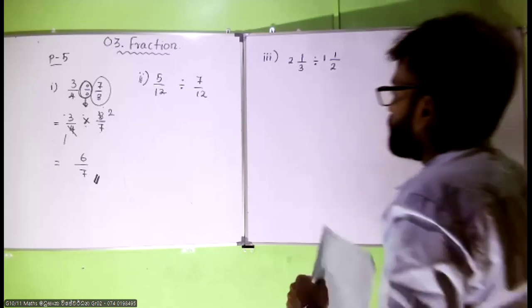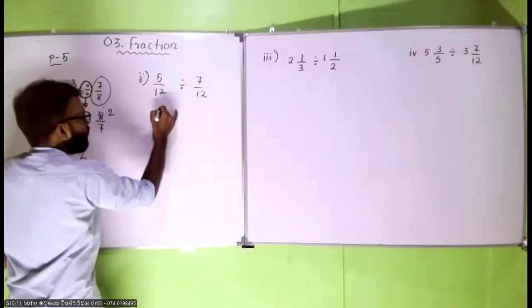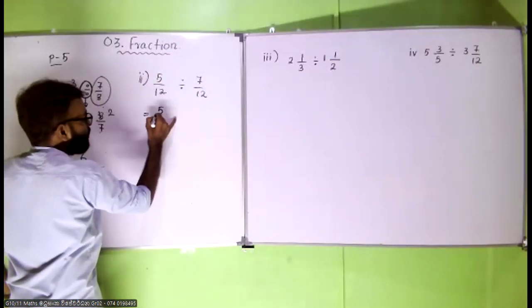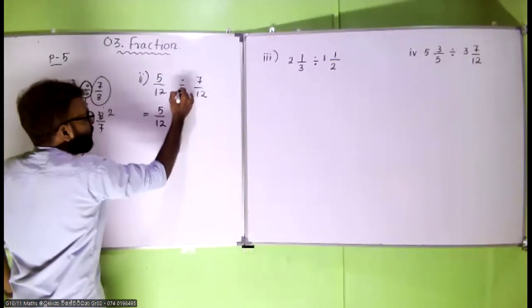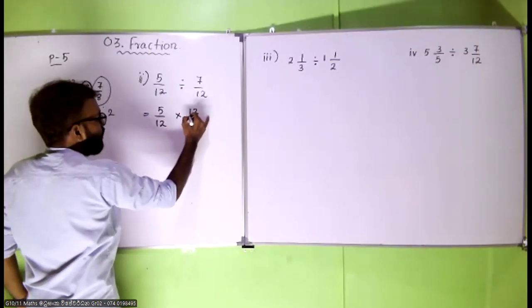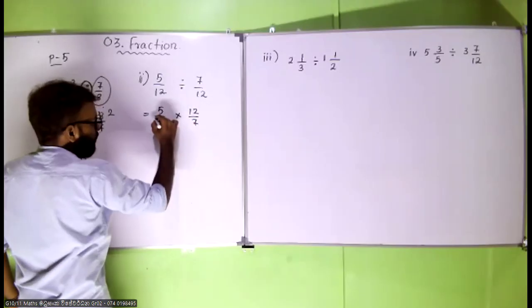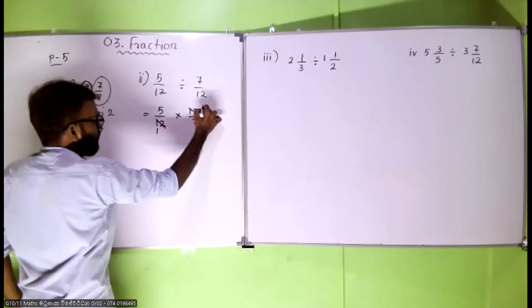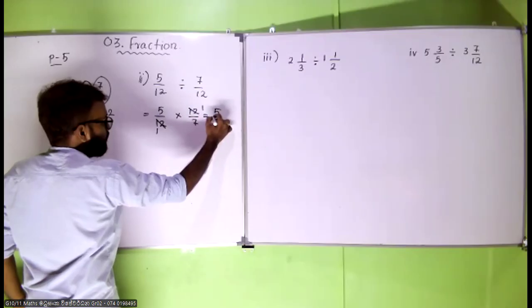Right. Look at the board. Here you have 5 upon 12, equal mark, 5 upon 12, divide mark. Division mark, convert into multiplication, 12 upon 7. 12 times 1, 12 times 1. Answer is 5 upon 7. Done.